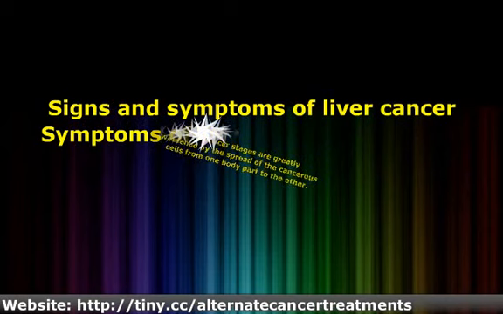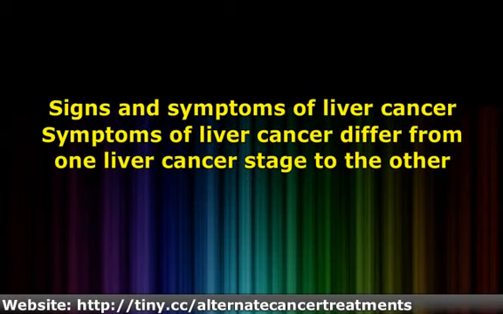Signs and symptoms of liver cancer. Symptoms of liver cancer differ from one liver cancer stage to the other. In the initial stages, the symptoms are usually mild and do not cause any far-reaching health effects on the patients. In the first liver cancer stage, the symptoms of the disease are usually not very evident.